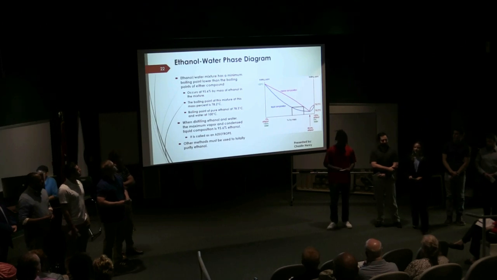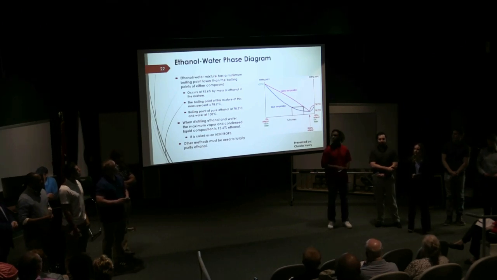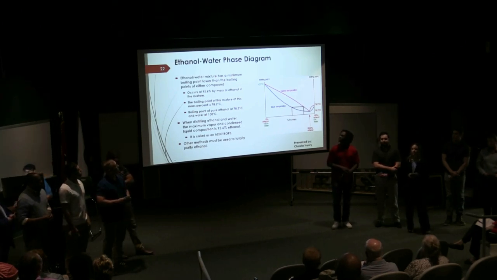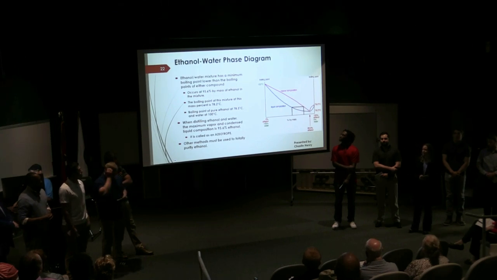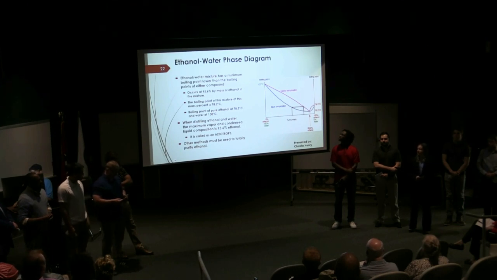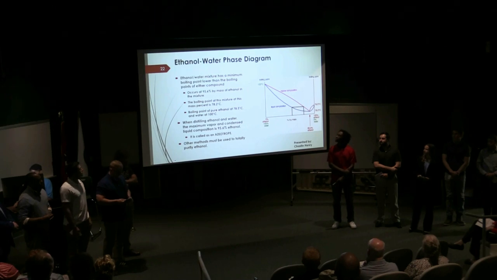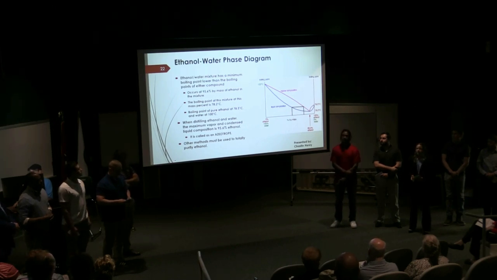So the ethanol water phase diagram is also known as the VLE curve, and for our system, vapor liquid equilibrium occurs at 95.6%. It can never exceed this concentration, therefore it's called an azeotrope. The VLE curve can also be used to predict the vapor composition of a boiling liquid.